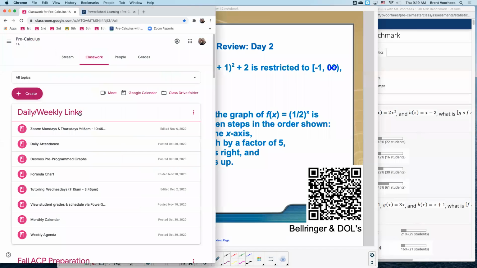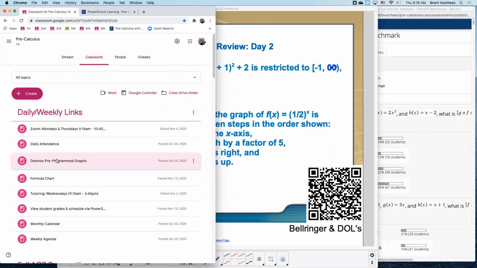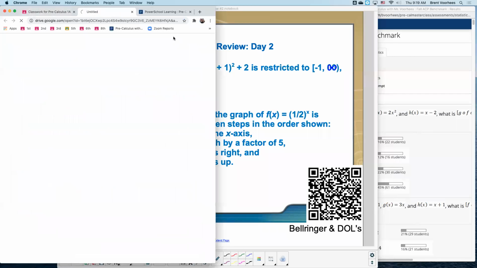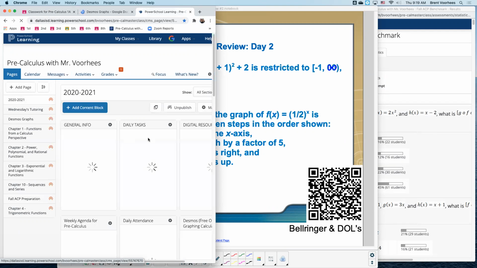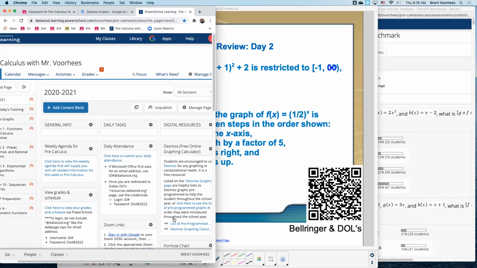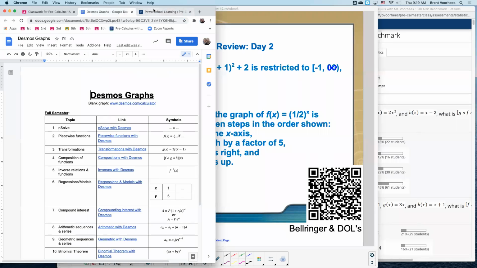One of the things I recommended y'all do last class was, once you're in your Google Classroom, to open up the list of pre-programmed graphs, or if you use PowerSchool Learning, that's fine. You can go to the home page, and under Digital Resources on the right side, it's the very first link, the list of pre-programmed Desmos graphs.